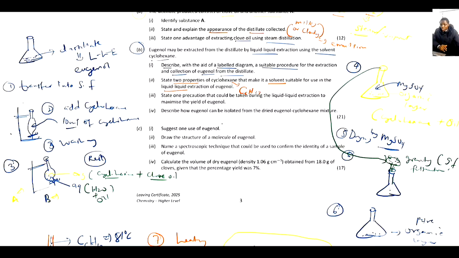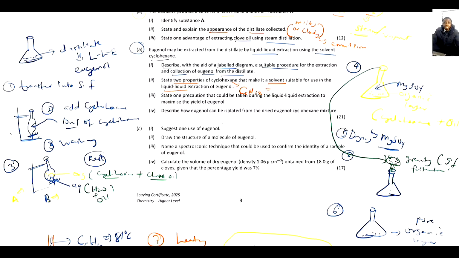C6H12. What makes it unique is that, number one, it dissolves oil. It dissolves the clove oil. Cyclohexane is an organic solvent which dissolves the clove oil easily and makes the extraction divide into layers, the organic layer and then the aqueous layer. So it's an organic solvent that dissolves clove oil, number one.